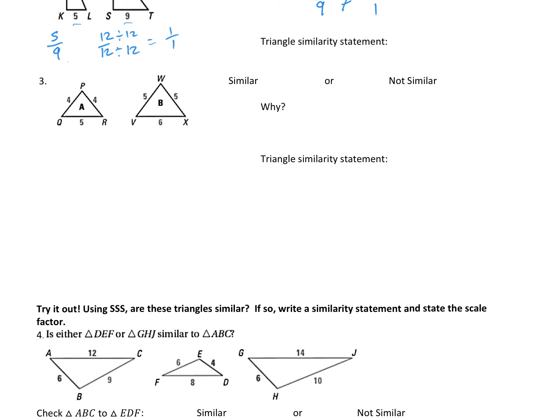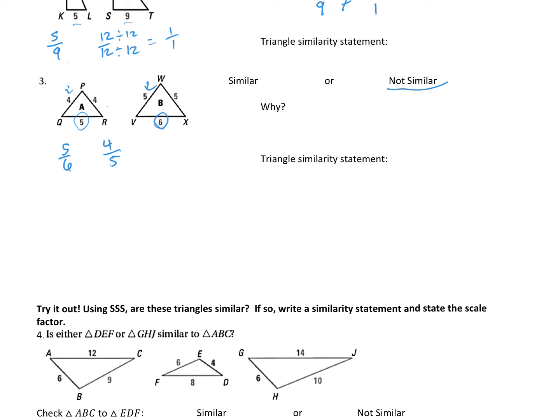Let's look at number 3. Number 3, I've got 4, 4, and a 5, 5, 5, and a 6. Let's check my 5 and my 6 first. Well, let's see here. 5 over 6, that cannot be reduced. And then 4 over 5. The other one is 4 over 5. Those are not the same. I can't reduce either of them.